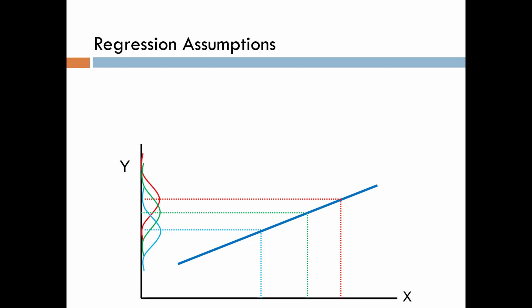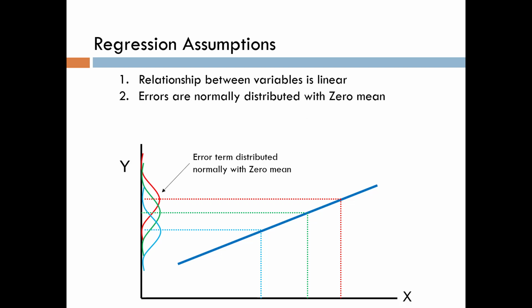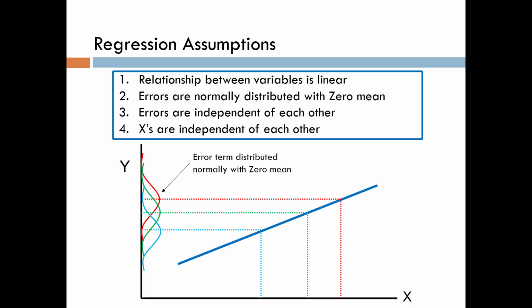In closing, we should be aware of the assumptions underlying regression, because regression may not be appropriate if the assumptions are violated. First, it assumes that the relationship between the variables is linear. If this is incorrect, then regression can give you very misleading results. Second, it assumes that errors, that is, the effects of unobserved factors on Y, are normally distributed with a 0 mean. Third, it assumes that the errors are uncorrelated with each other. That is, errors for each data point are independent of each other. Finally, it assumes that the independent variables, the x's, are independent of each other, that is, uncorrelated.